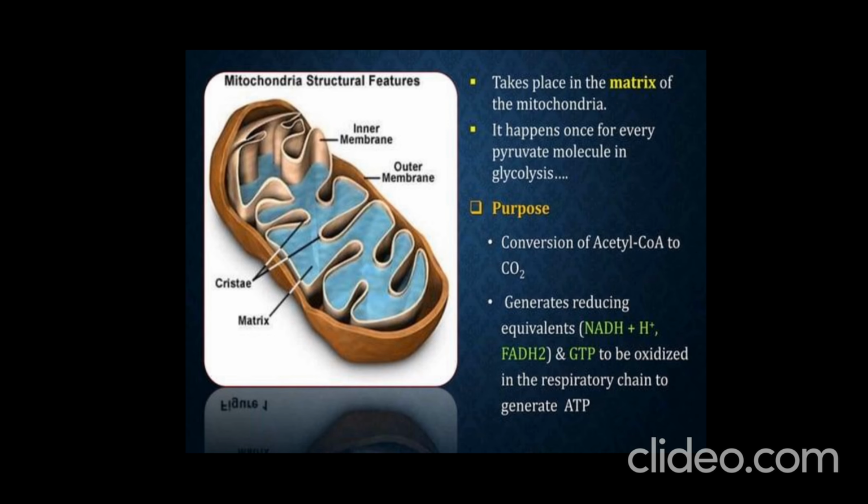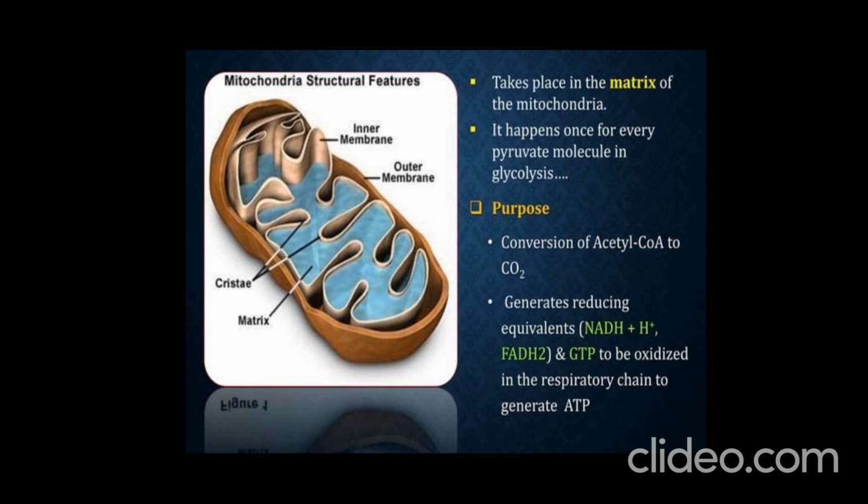So, the site of reaction. Here is a structure of the mitochondria in which the inner membrane, outer membrane, and cristae matrix are marked. The citric acid cycle takes place in the matrix of the mitochondria. It happens once for every pyruvate molecule in glycolysis, because in the second slide we discussed that it is a linked reaction after glycolysis. So the end product of glycolysis is pyruvate.